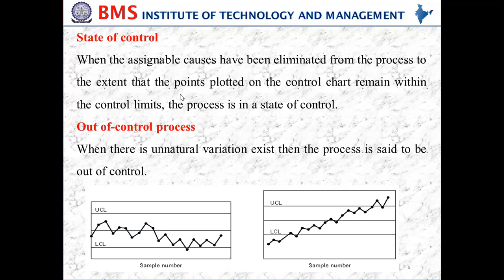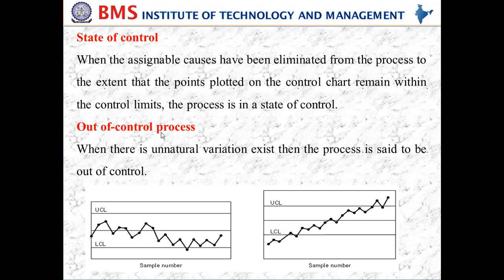So when the assignable causes are eliminated from the process to the extent that the points plotted on the control chart remain only within the control limits, that's nothing but only chance causes are present. So when chance causes are present, the process is in a state of control.